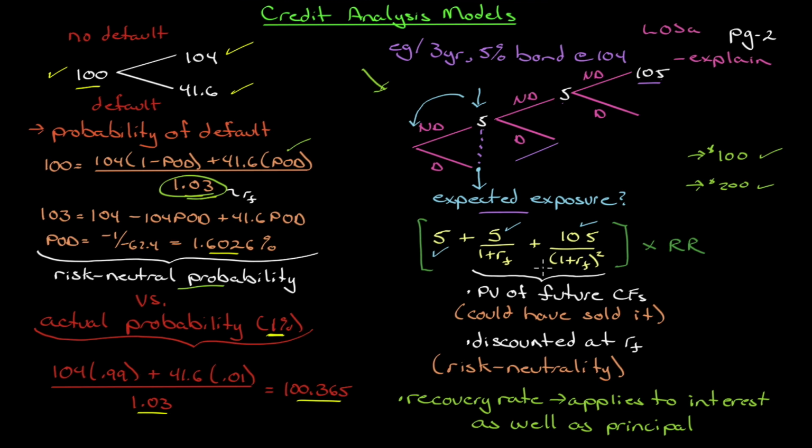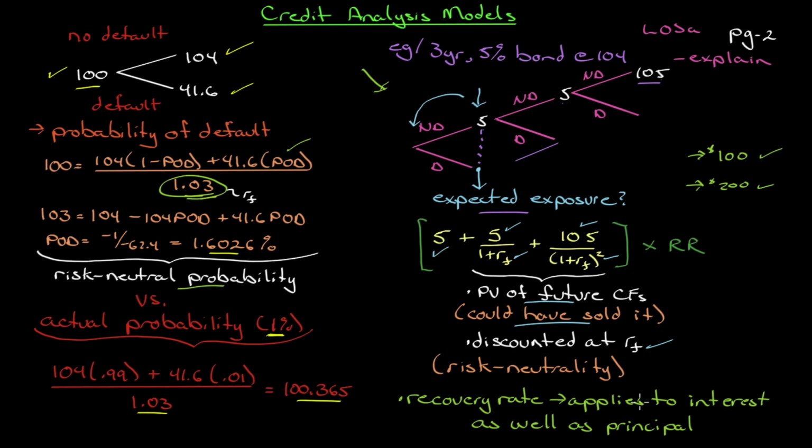Well, I've already made the case that since we're ignoring risk, we're going to use a discount factor that ignores risk. Well, that's the risk-free rate. We still believe in the time value of money. We just want to ignore risk. So we discount it back at the risk-free rate. This is the present value of any future cash flows because we could have sold it. Like, we could have sold that bond, so we want to know what the present value of that expectation is. Add them all together. That is our expected exposure. So we discount it at the risk-free rate.